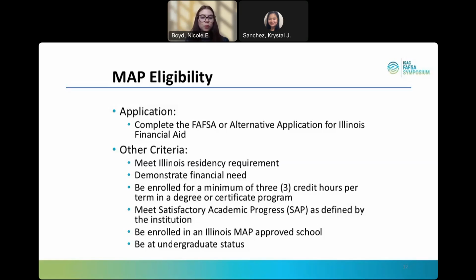You have to be enrolled for a minimum of 3 credit hours per term in a degree or certificate program. You also have to meet satisfactory academic progress, or SAP, as defined by that institution. You do have to be enrolled in an Illinois MAP approved school, which does include private institutions. And you also have to be at an undergraduate status. So you cannot continue to use the MAP grant beyond an undergraduate degree.